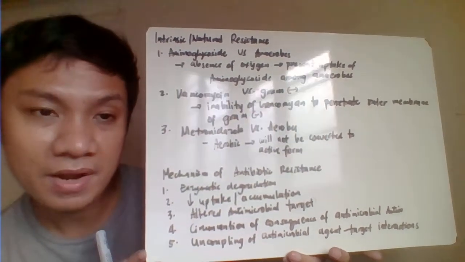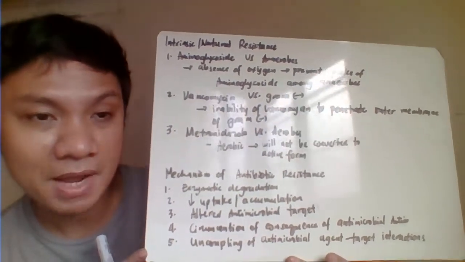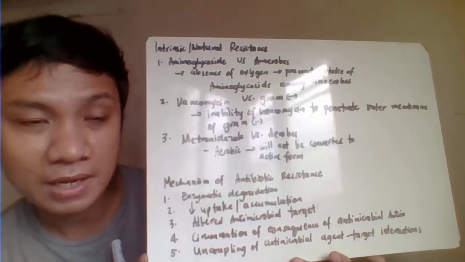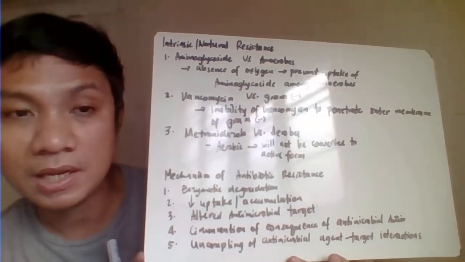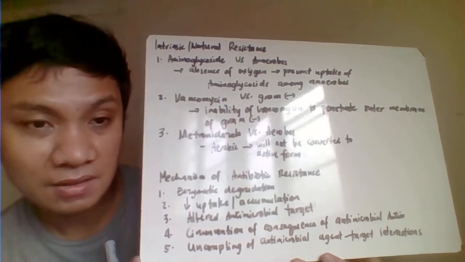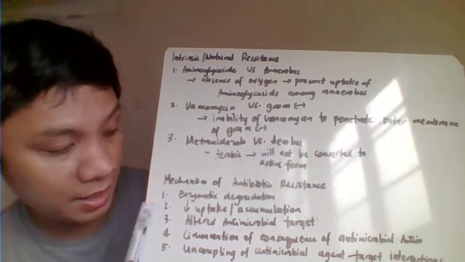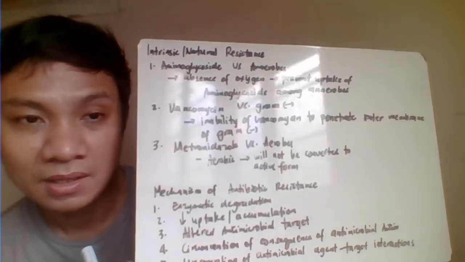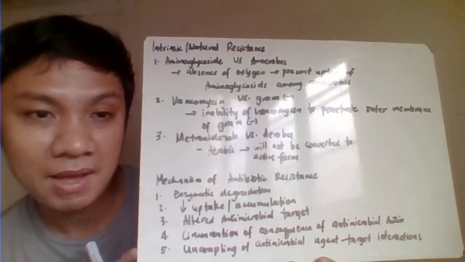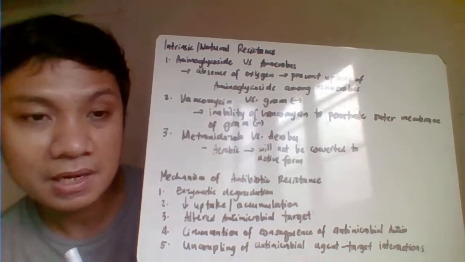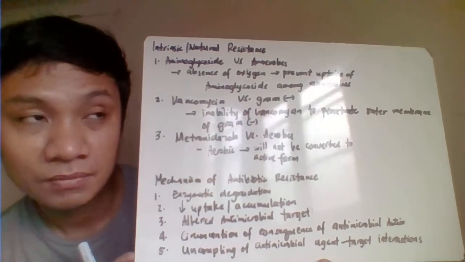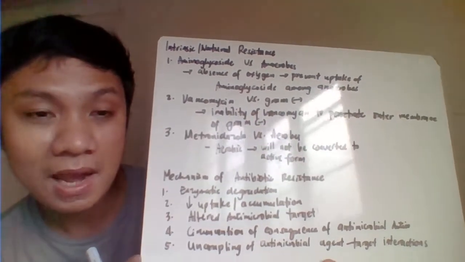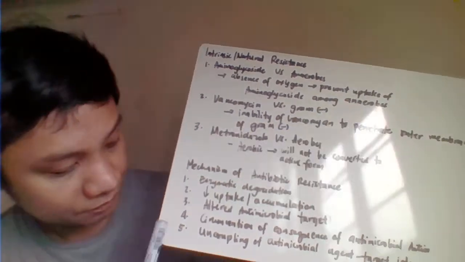Then we have here the different mechanisms of resistance. It might be why your microorganism is not affected, or why your antimicrobial agents or antibiotics are not effective against your bacteria. Number one, enzymatic degradation, like your beta-lactamase. Your beta-lactamase tries to degrade your beta-lactam ring. So if the bacteria contain the beta-lactamase enzyme, your penicillin containing the beta-lactam ring will not be effective.